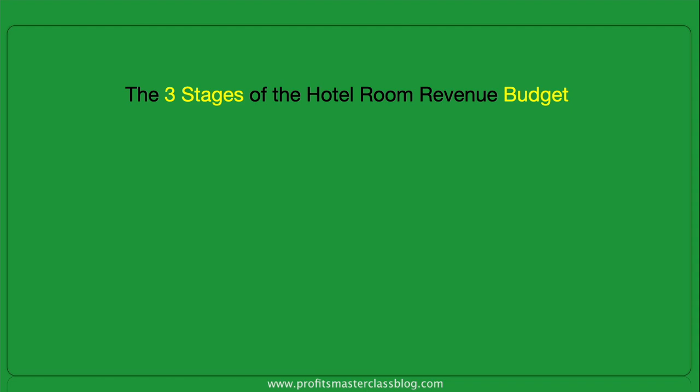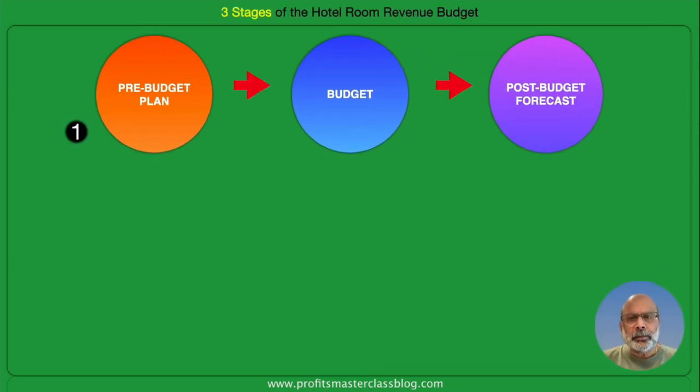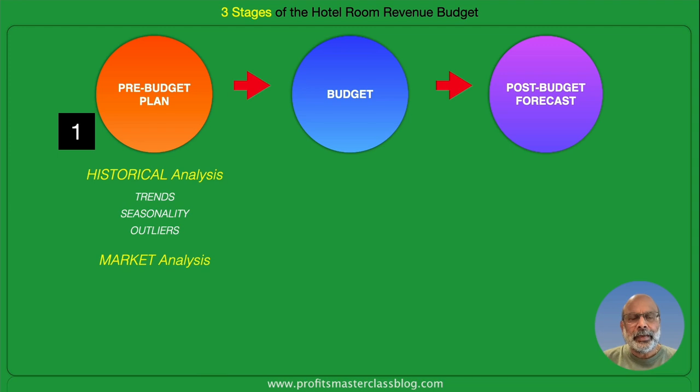Most hotel managers think budgeting is a straightforward single process, but there are 3 stages to the hotel room revenue budget: the pre-budget plan, the actual budgeting process itself, and a post-budget forecast, which is as important as the other 2 stages. Stage 1 is about the pre-budget plan, and it is divided into 2 categories: historical analysis, which includes trends, seasonality, and outliers, and then a market analysis, which talks about competition, economy, supply changes, and demand generators.